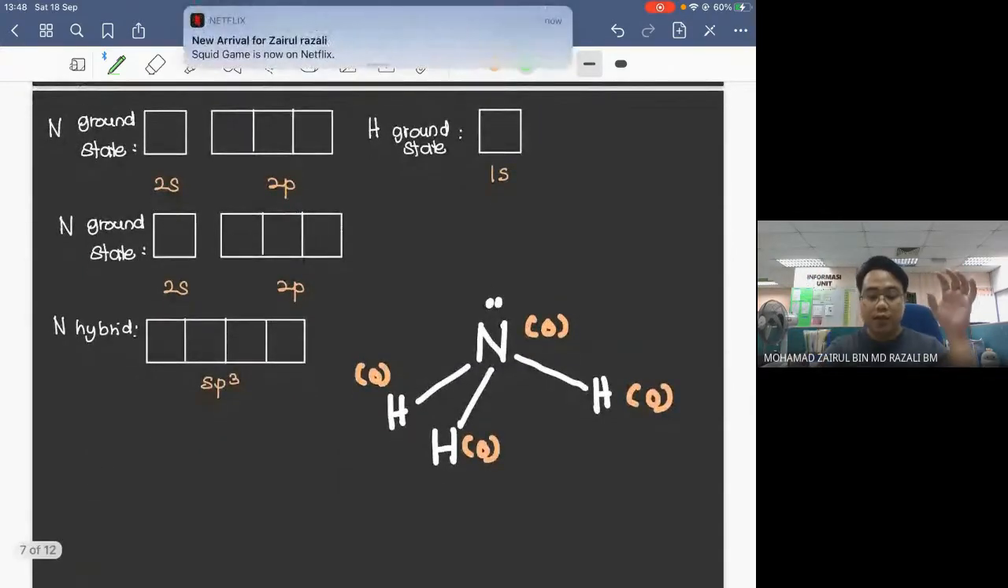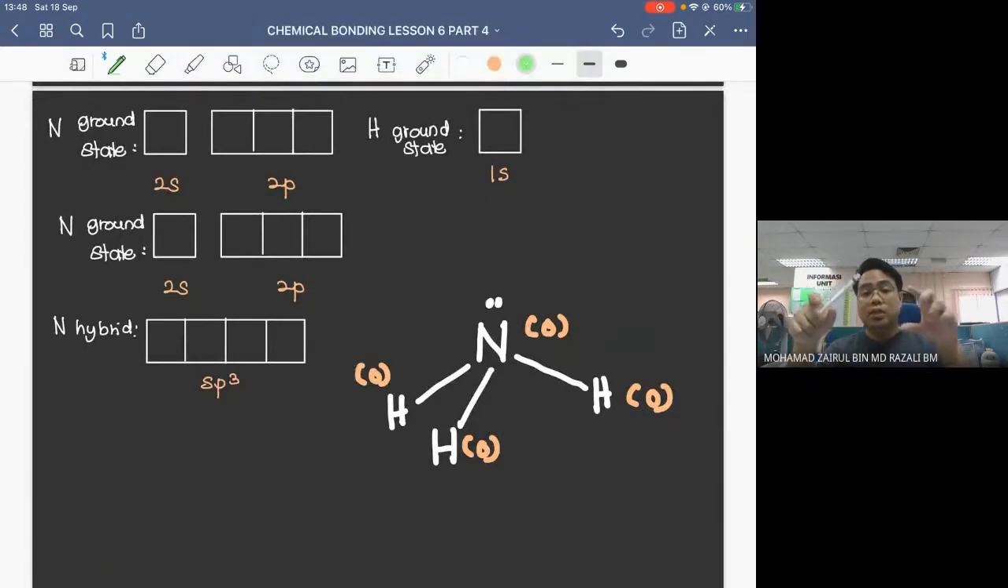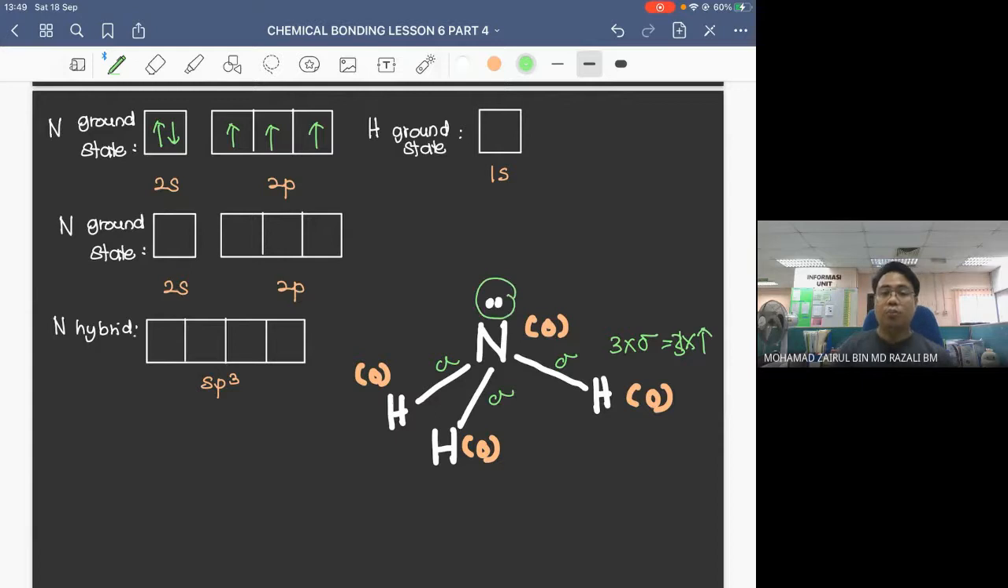Since each atom has a formal charge equal to 0, the valence electrons are the same, meaning there is no addition or removal of electrons. So nitrogen at ground state with formal charge 0 has 5 valence electrons. 2 of the electrons will occupy the 2s orbital, and another 3 will occupy the 2p orbital. If you look at the Lewis structure, we have 3 sigma bonds, so you need 3 unpaired electrons. And there is 1 lone pair, so you need 1 pair of electrons.